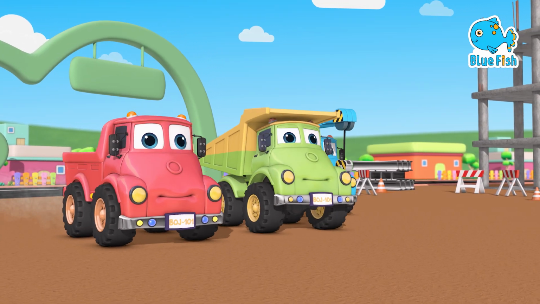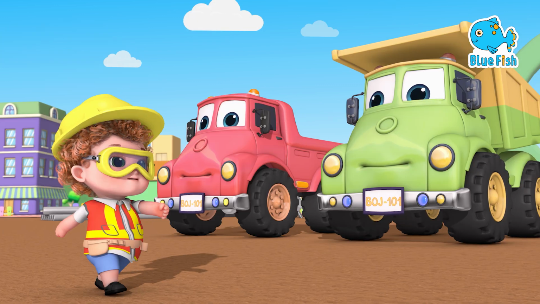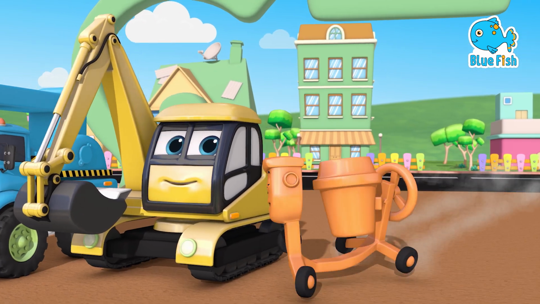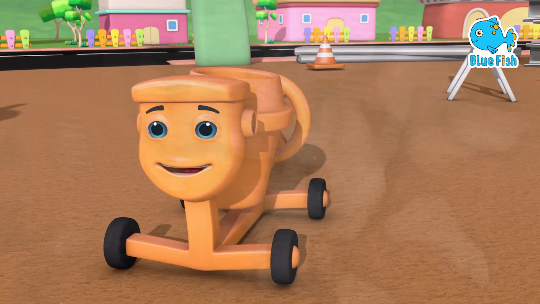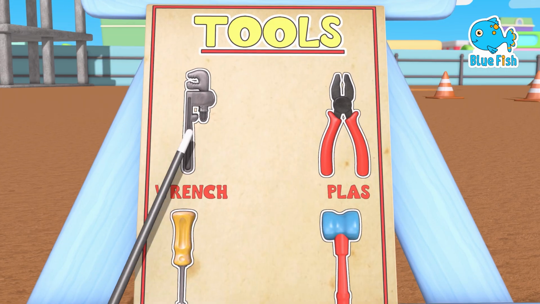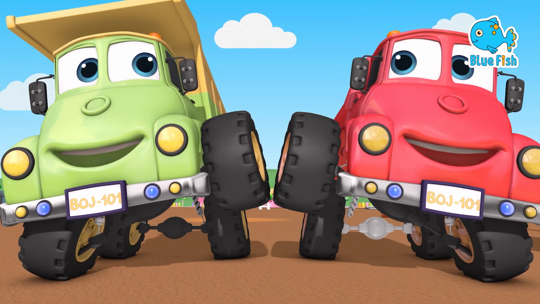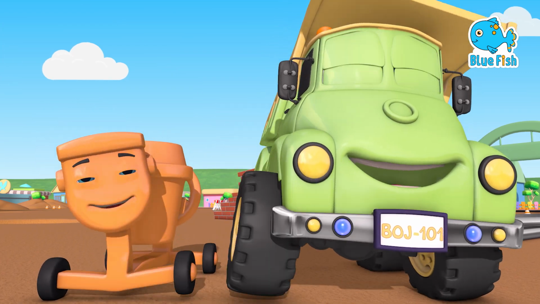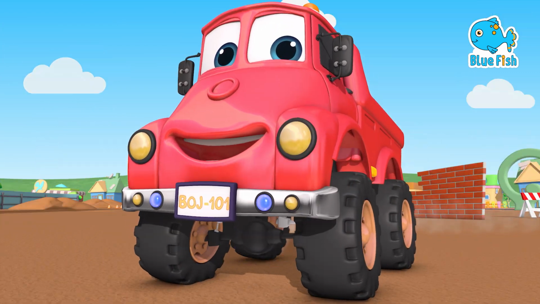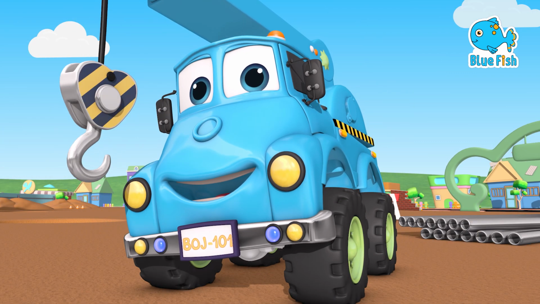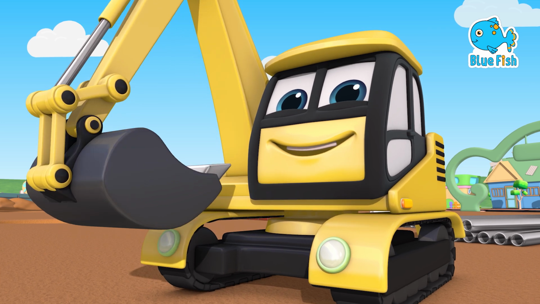A construction site is where you'll find important things of every kind. But if you look past the mud and muck, you will find a construction truck. Construction truck, you're strong. Construction truck, hip hip hooray. Construction truck, you work so hard. Construction truck, you save the day.